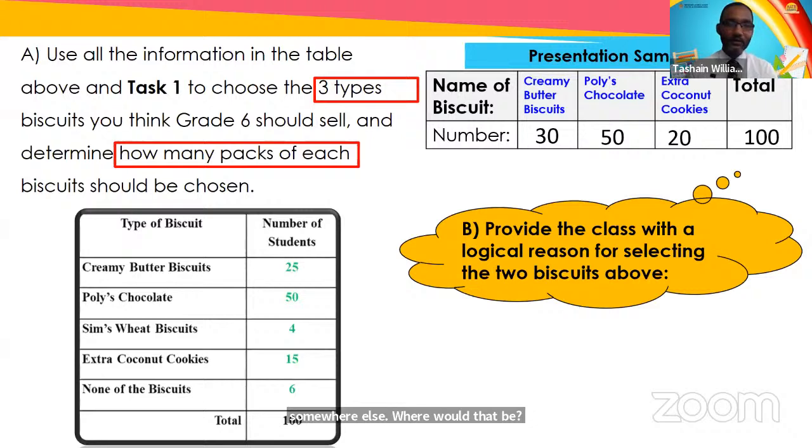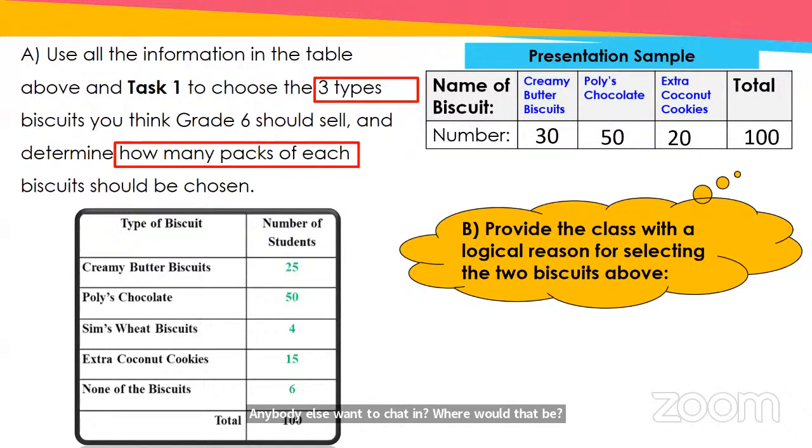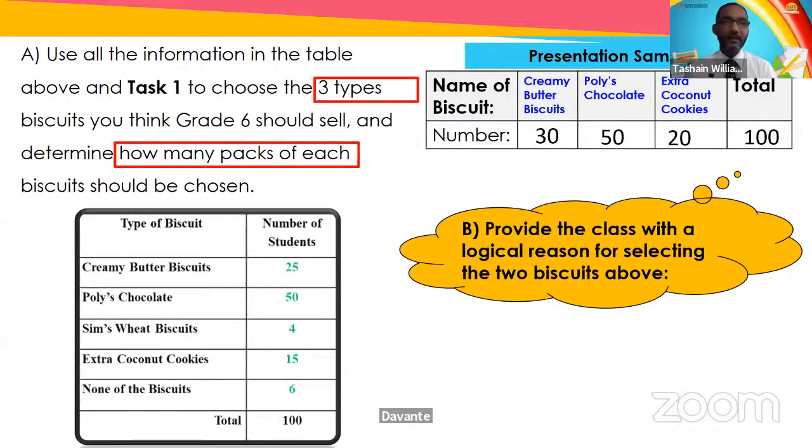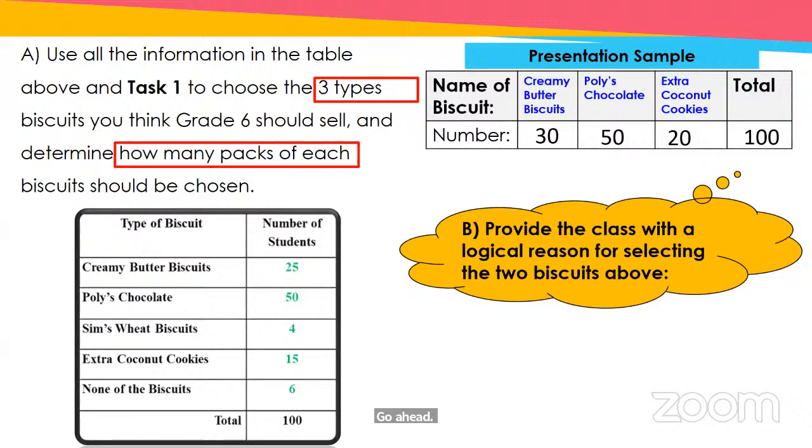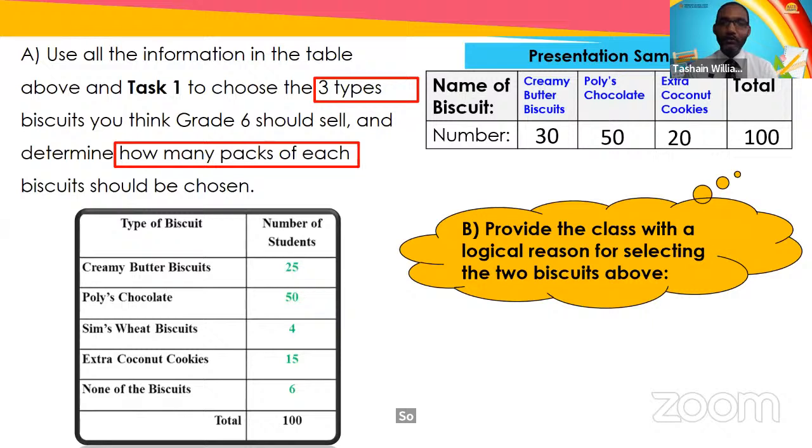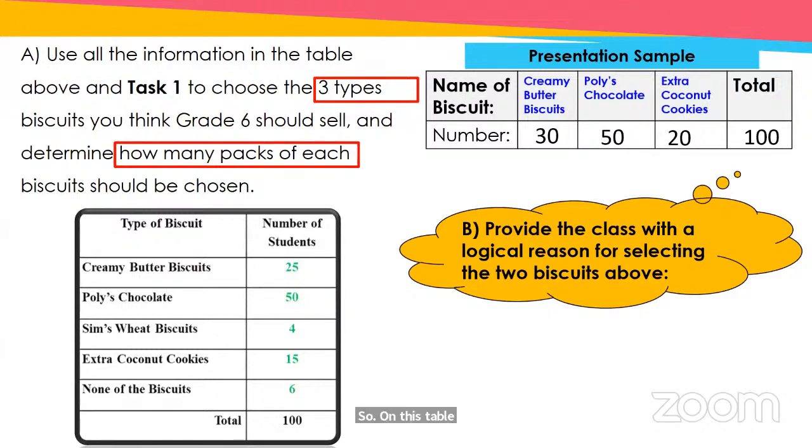Anybody else want to chime in? Where would that be? Davante wants to say something. His hand is up, and then I'm going to go over to the chat when he's through. So Davante, you can go ahead. Yes, go ahead, Davante. Where could you find information on the table that supports our reason? Where would you find that? A table in task one.